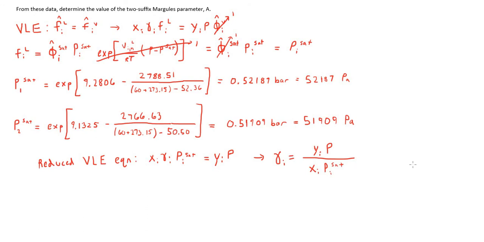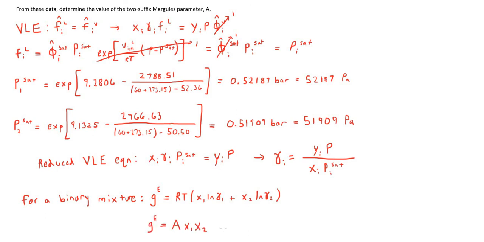Now that we know how to calculate the activity coefficients of both species, we can calculate the excess Gibbs energy of the mixture using the equation for the excess Gibbs energy of a binary mixture. In addition to this expression for the excess Gibbs energy that we have in terms of the mole fractions and the activity coefficients, we also have another expression for the excess Gibbs energy that's in terms of the liquid mole fractions and the two-suffix Margules parameter A. This equation can now be rearranged to solve for A.